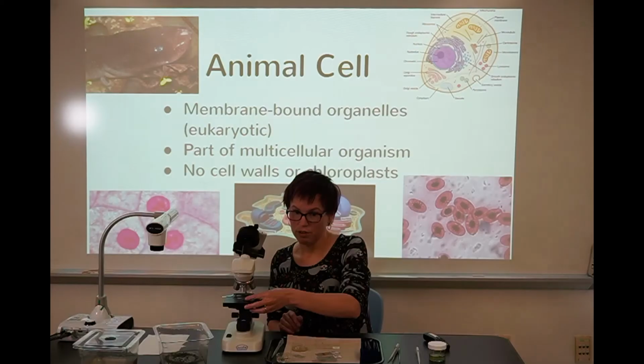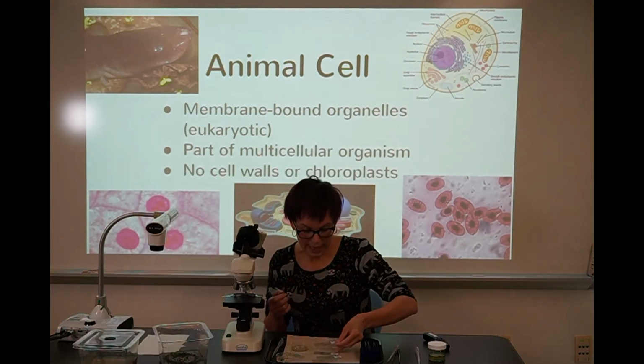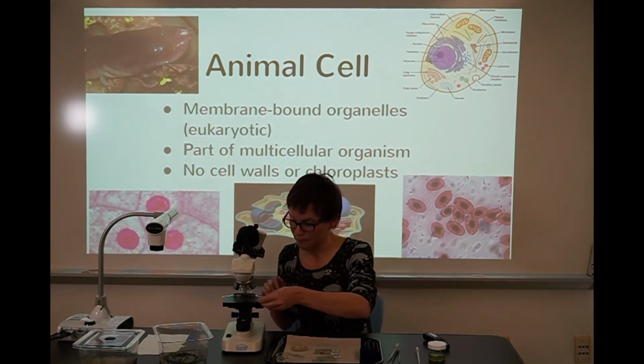But this is a cell that was scraped off with like a toothpick of somebody's cheek. So it looks like it's single-celled, but it came from a human. That darker circle inside, that's the nucleus in there. Good. So that would be what a cell from your cheek would look like if you were to stain it. All right, doing awesome. Okay, next one.